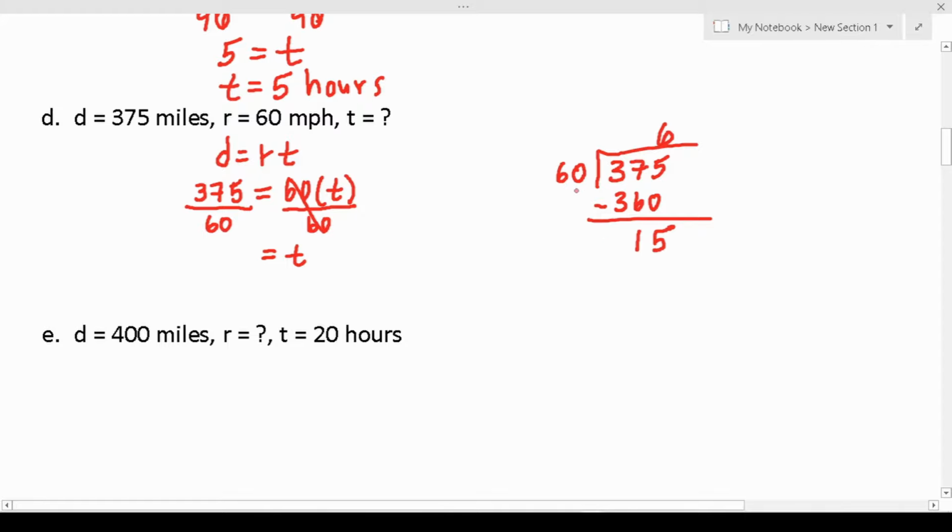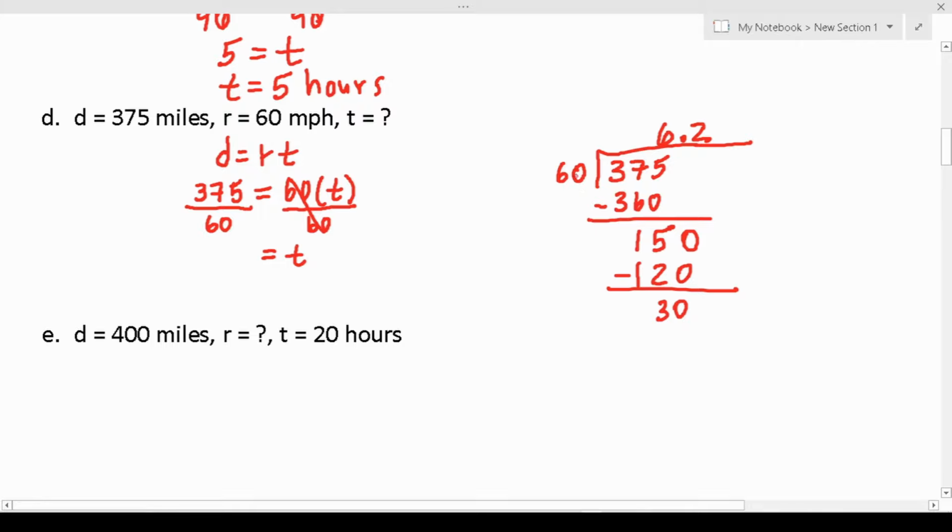Now the question is, how many times does 60 go into 15? It doesn't. We have to tack on a 0 here. In doing so, that's going to prompt us to bring up a decimal point there. So now the question is, how many times does 60 go into 150? We should realize that 60 times 2 is 120. 60 times 3 would be 180. So this is going to be 2. Again, 60 times 2 is 120. 150 minus 120 is 30.